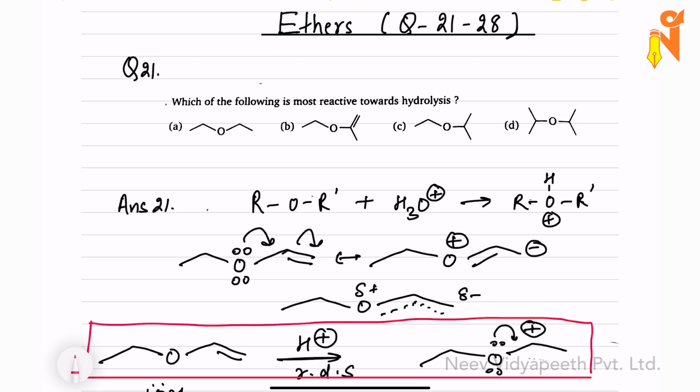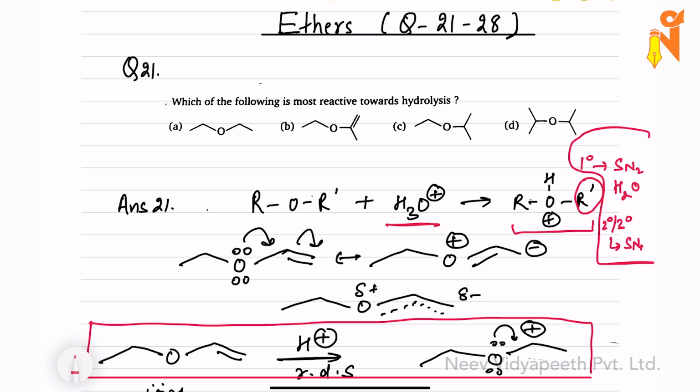When I'm talking about R-O-R' and we are adding H3O+ to it, first of all your oxygen gets protonated. After that, depending upon what kind of R group is there, if it is primary, then SN2 attack by H2O takes place. But if it is secondary or tertiary, SN1 attack takes place. So this is how the reaction takes place in case of ether hydrolysis.